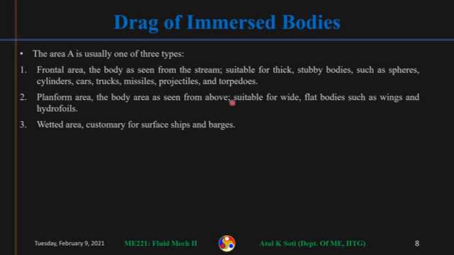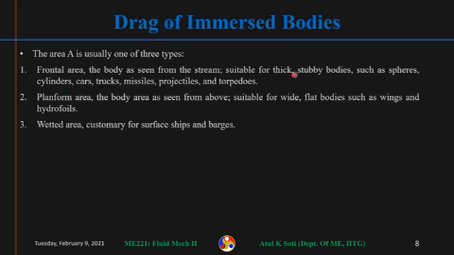On the other hand, if we are studying objects which are flat, for example a very thin plate kept in a flow, then its frontal area will be very small, because it is a very thin plate of negligible thickness. In that case we cannot use frontal area. What people use is the area seen from above. Imagine flow is happening and you look at the body from the top. For a very thin plate, the area of that plate will be the area.